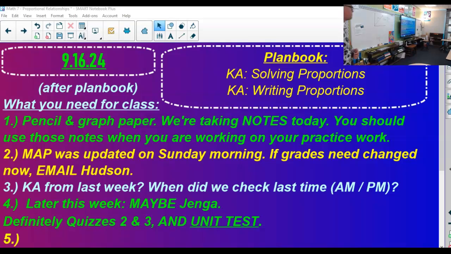Alright, so like the board says, map was updated, but if you made it down to that, then you should have read step 1, which it looks like some of us didn't. So Jimmy, could you read step 1 for me? Pencil and graph paper. So if you don't have pencil and graph paper, you need pencil and graph paper for today.